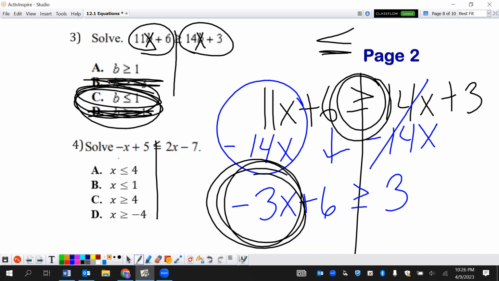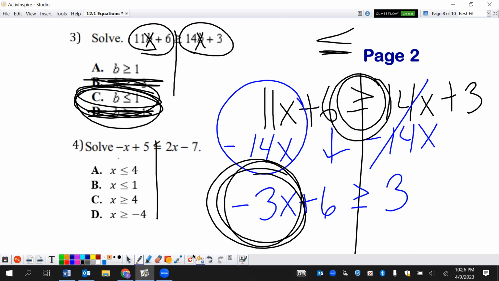So be really careful whenever you have inequalities. Sometimes there will only be one answer with the number that you're looking for. But if there's two answers, you have to remember to see if you need to flip the symbol.